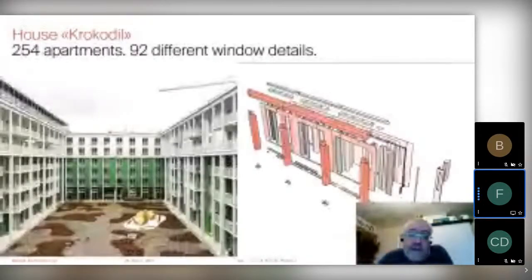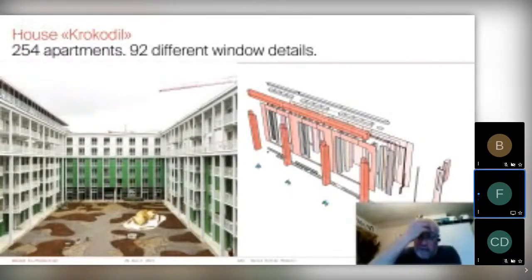And that can go terribly wrong. If you look at the crocodile house that I showed you beforehand, that was pretty different because we had 254 apartments. And for those 250 something apartments, we had 92 different window details. On the right-hand side, you see an explosion of one of the wall elements in this project. And that is not what you're looking for if you want to do parametric detailing.